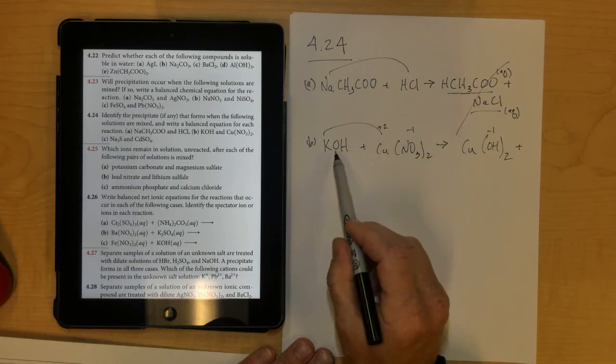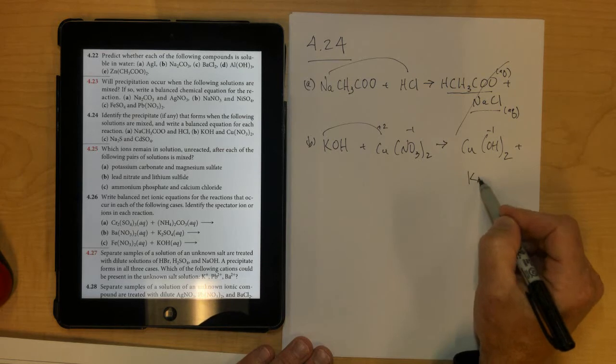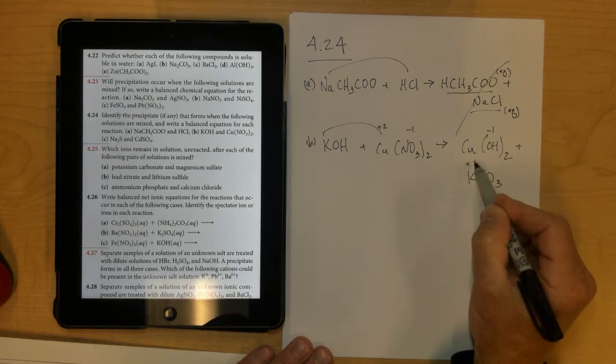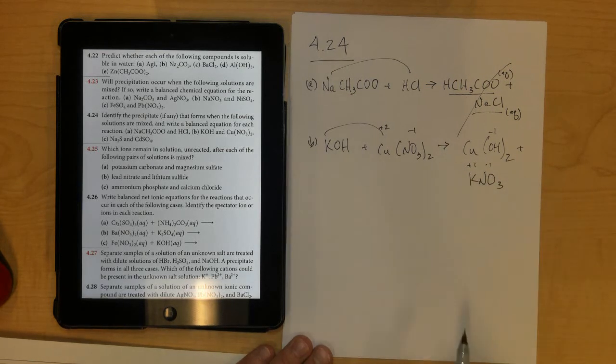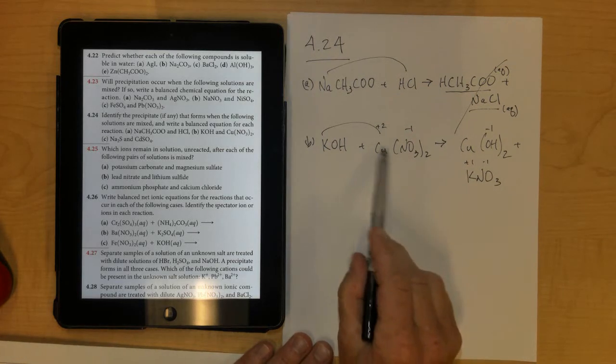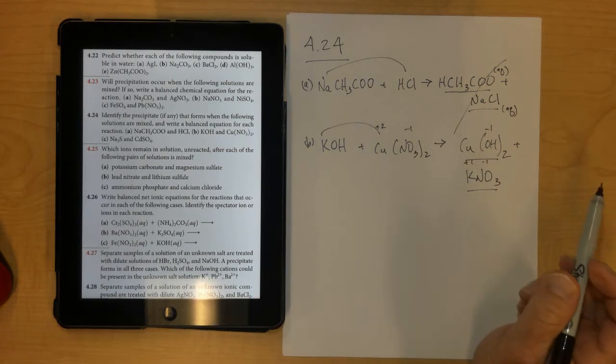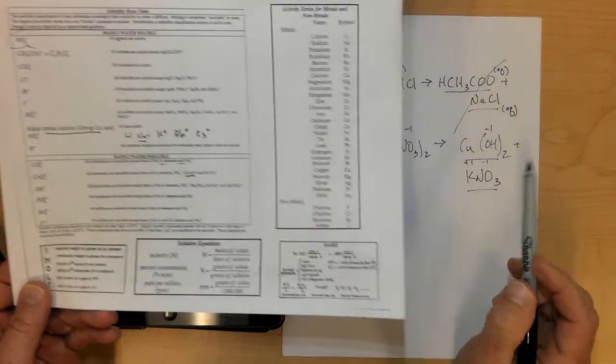And then the K is going to go with the NO3, potassium's +1, nitrate's -1, so make sure that you have just one of each of those in there. Don't carry this little 2 along for the nitrate. That's only there because copper's +2. Alright, once you have these written correctly, now you have to go and look on the solubility rules and decide whether it's soluble or not.